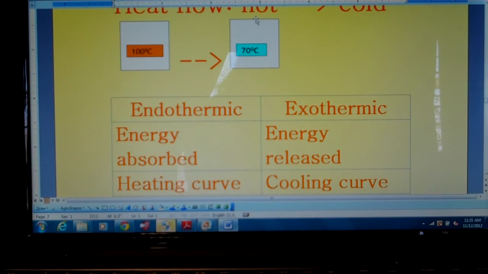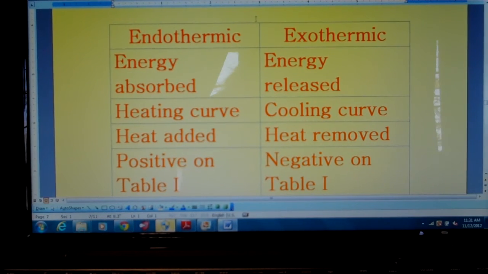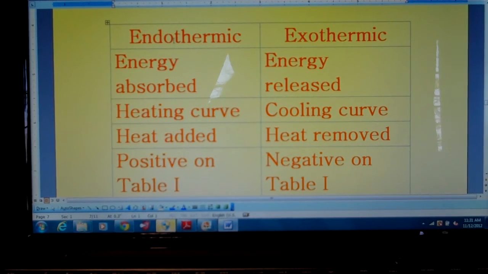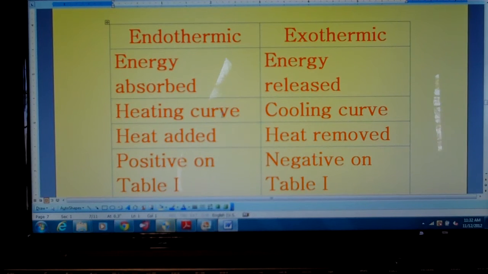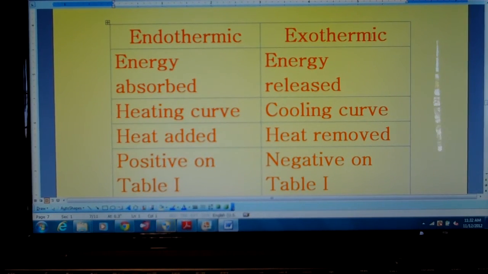And a few things that we want to talk about is exothermic and endothermic. Just some reminders. Endo meaning in, and thermic meaning heat. So energy is going to be absorbed. In the heating curve, that is going to have energy added in so that we're making things melt and we're making things turn into vapor. So heat is being added. And if you look at table I, the values for delta H are going to be positive.